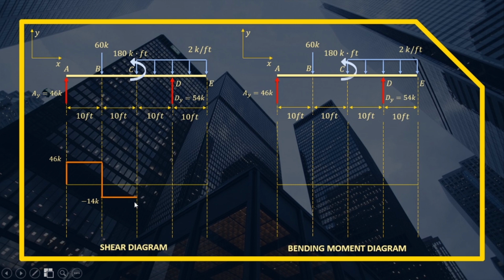And pagdating dito, yung load natin from C to D na, meron tayong distributed load. So this is 2 kips per feet. So ang gagawin natin para maging concentrated load yon, yung distributed load natin, i-minus lang natin dito.